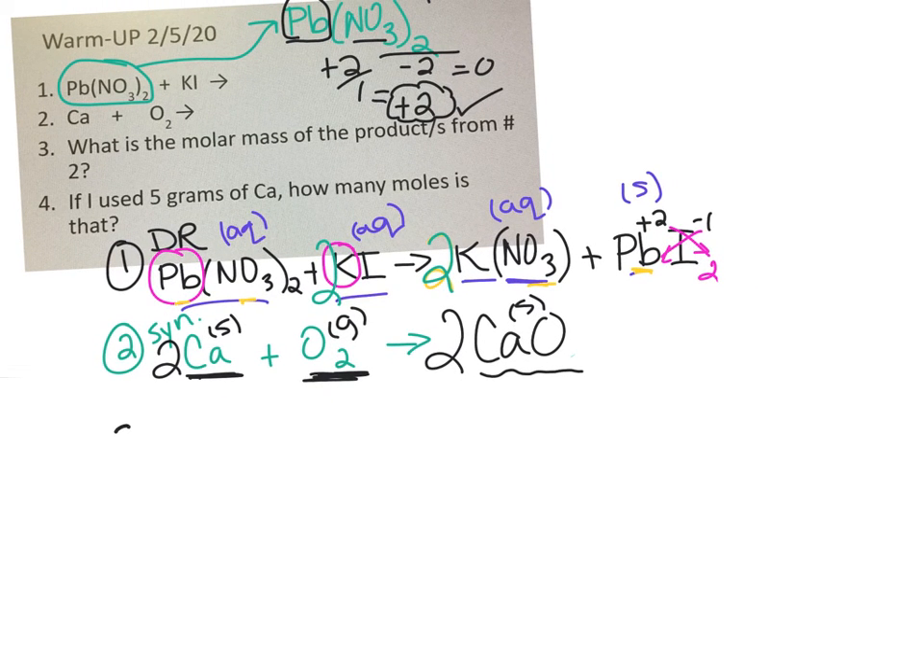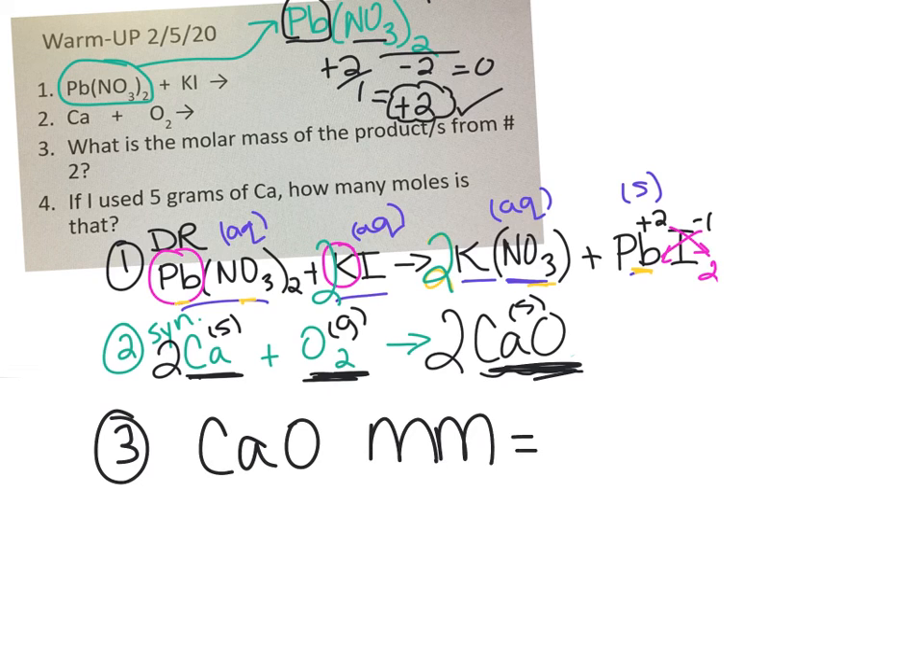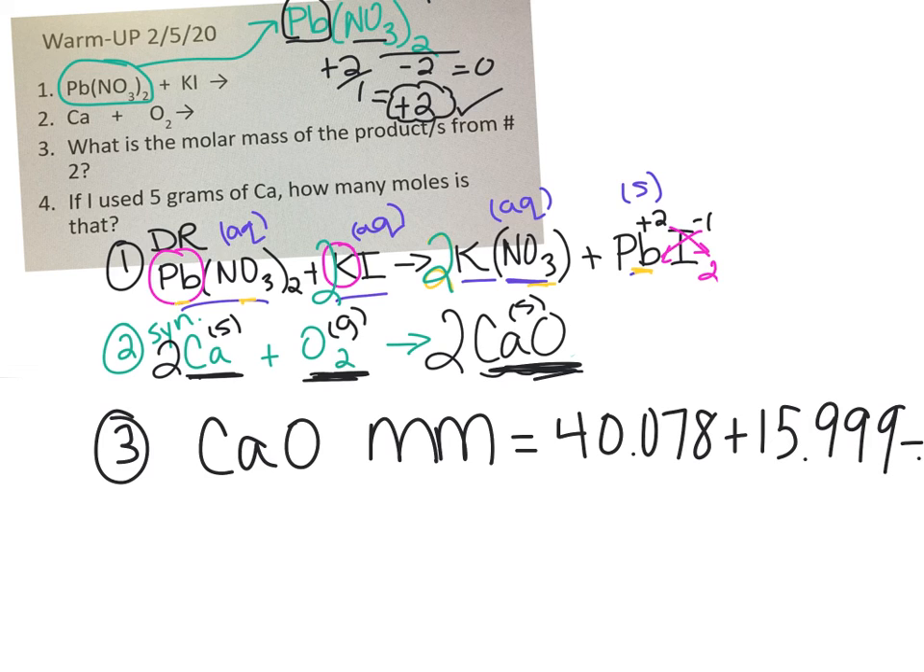The next question had, what is the molar mass of the product from number 2? So as long as you had the right product, this should have been a piece of cake. So the molar mass, you would just add together 40.078 plus 15.999. And you would have gotten 56.077. What are the units on this? Grams per mole. Good.